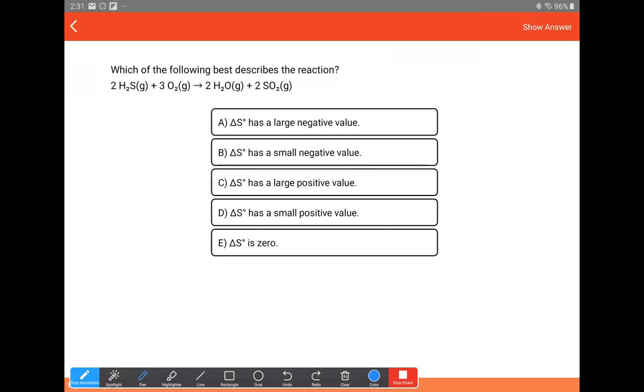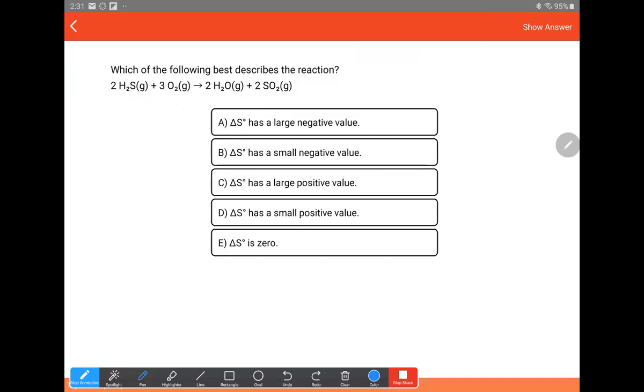So in this question, what we're looking at is a chemical reaction. And what we're looking at in these is what happens with the reactants versus the products. And here we have everything being a gas. So if we had a solid on the side and a gas, and we went to a gas plus a gas, that would be a positive delta S. If we went from a liquid to a gas, that would be a positive delta S. So we can look at those things.